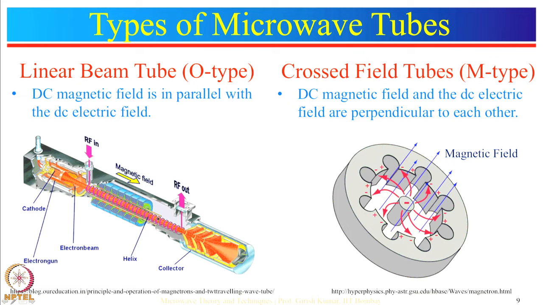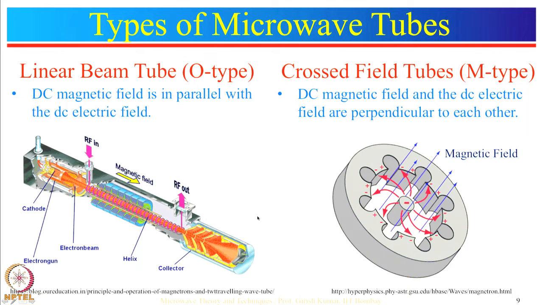And these bunched electrons induce current to the output structure, and after that they give their energy to the microwave field present in the output structure, and after that they will be collected by the collector. So, this is how the electrons move from cathode to collector in a linear beam tube, or this is the basic working of a linear beam tube.